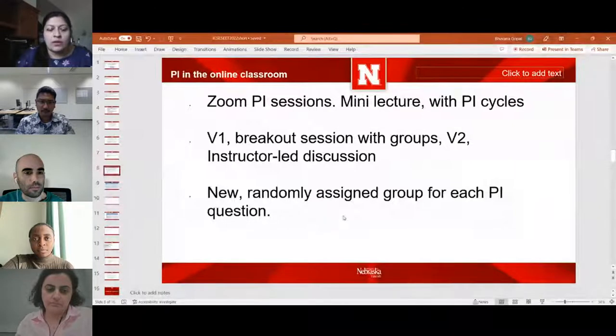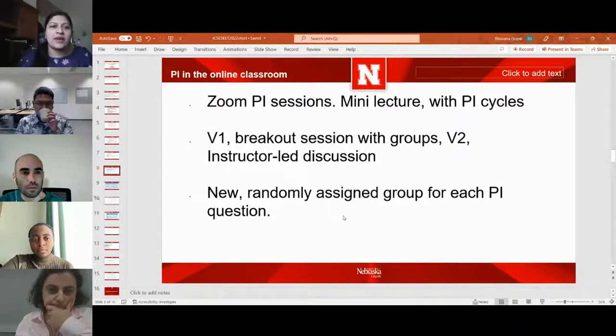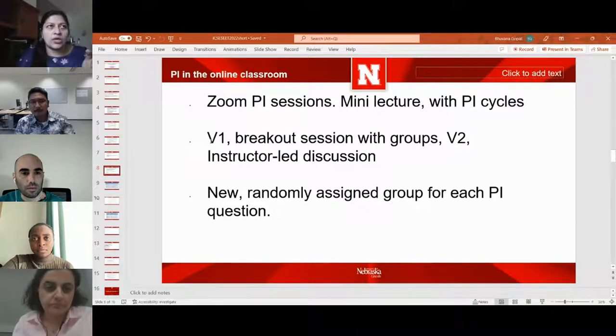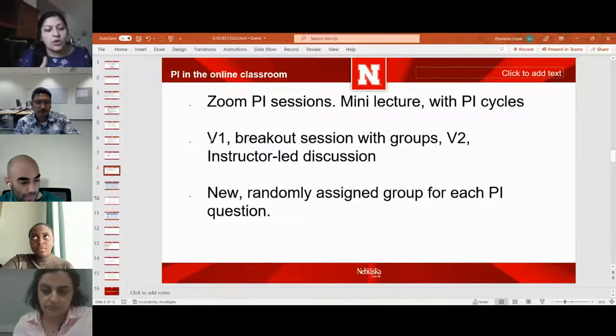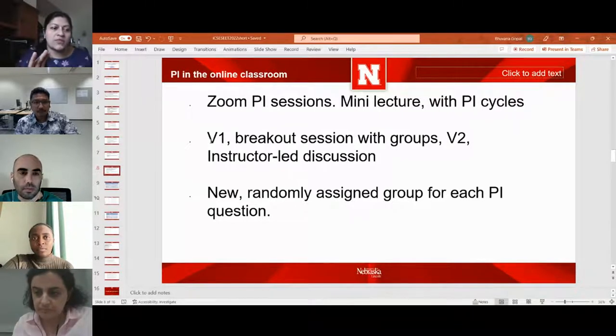The very basic premise of peer instruction is that students teach each other during class time. So instead of giving a complete 50-minute lecture session, the instructor gives a mini lecture followed by what we call PI cycles, or peer instruction cycles. Each cycle has the first vote, where the instructor poses a question in the class and students answer in real time using student response systems. The instructor looks at the feedback in real time and says, okay, maybe 30% of the students got it right, which means more than 2/3 of the class did not get this right.